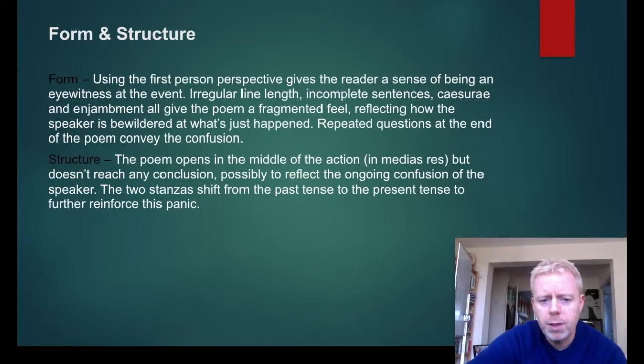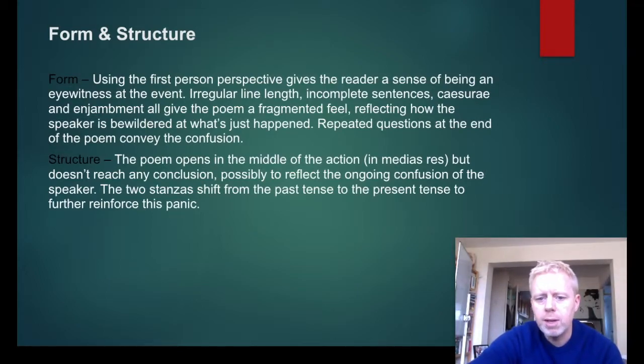The examiner is looking for you to identify poetic devices and techniques. That's great, that'll get you 5 or 6. But to get any higher than that, you need to explore the meaning, the impact, the effect these particular devices and techniques have. So it's method and meaning. I'll show you what I mean here. So the form, using the first person perspective, there's your method, gives the reader a sense of being an eyewitness at the event. There's the meaning, there's the method and meaning together.